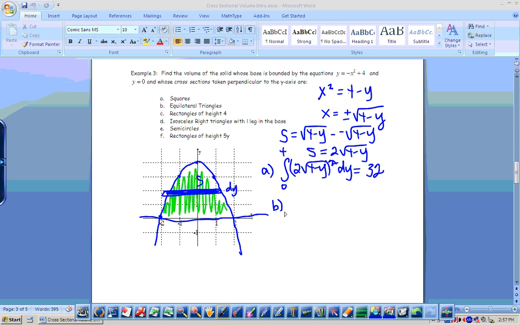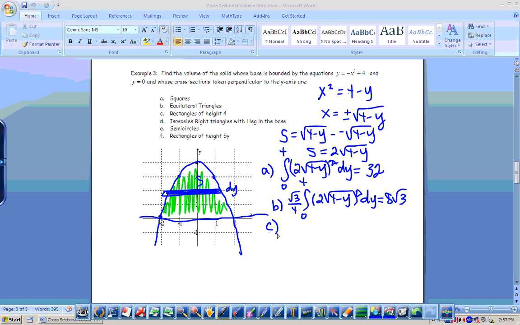All right, B, equilateral triangles. The formula for equilateral triangles is square root of 3 over 4 s squared. So the square root of 3 over 4, and then the integral of s squared. So 2 square root of 4 minus y, the quantity squared, dy, from 0 to 4. And that ends up being 8 square root of 3.